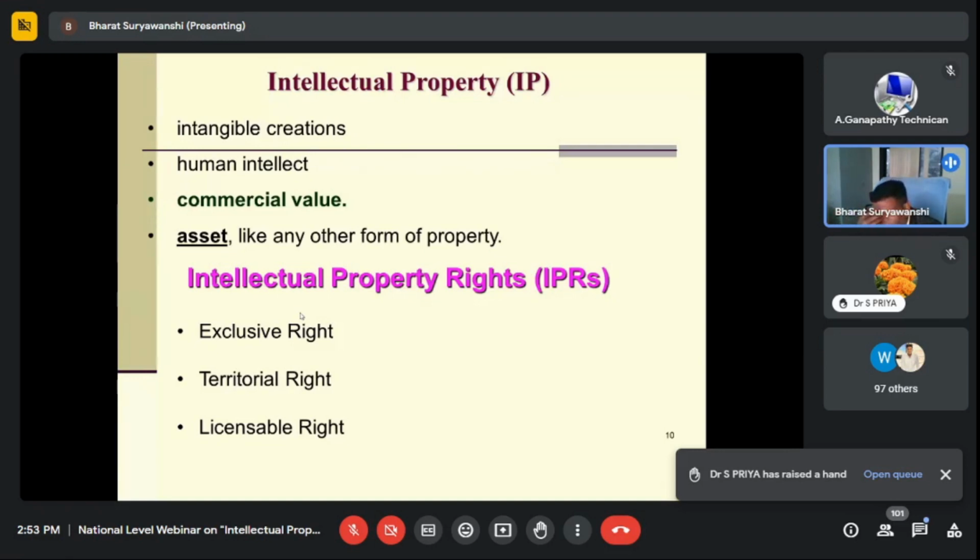Again, it's a licensable right. It means if you're developing a new technology, machine, device, or process, you can license it to anyone whom you want, and you can get money out of that.